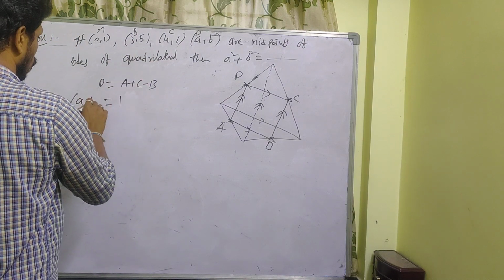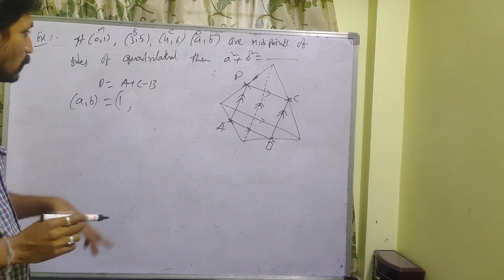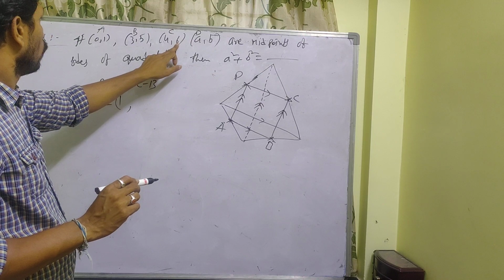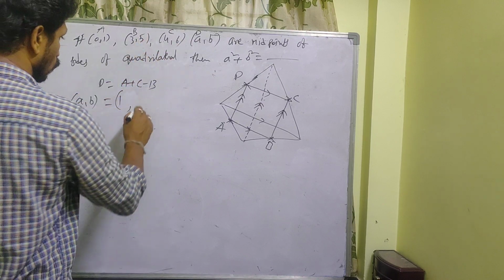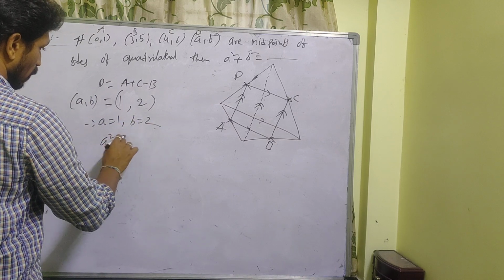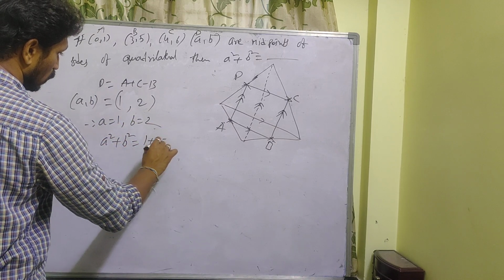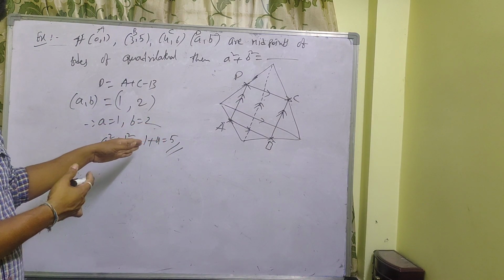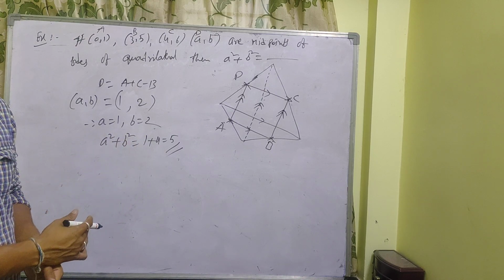So here D is nothing but (a, b). So x coordinate is 1. Next y coordinates: 1 plus 6, 7, minus 5, that is 2. So what can you say? a is equal to 1, b is equal to 2. So a square plus b square is equal to 1 plus 4, that is equal to 5. Like that you do the problems. I will give some more problems based on this one. By observing the problem only you can understand. Okay.